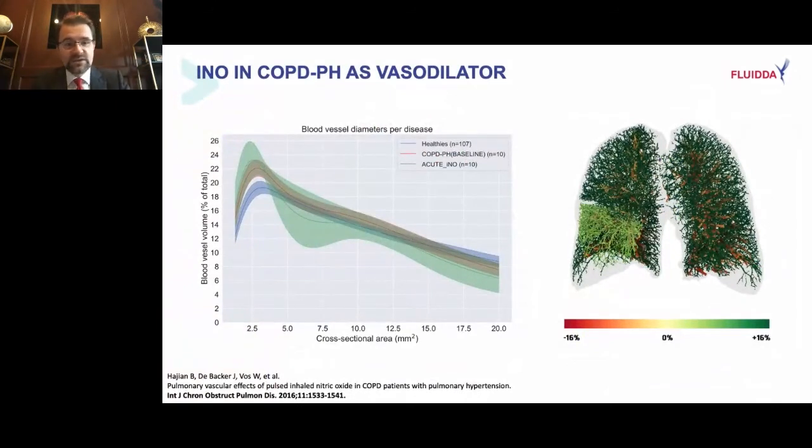What is potentially something we can do about it? So this is not in COVID, this is in COPD-PH, where we assessed inhaled nitric oxide as a vasodilator. So you can influence the blood vessel volume. In this case, you can see that if you take a CT scan during the administration of nitric oxide, so that's the green line, compared to the baseline, which is the red line, you do see a shift characterized by an increase in the blood vessel volume in these smaller vessels, and a reduction in the volume in these larger vessels. So the color codes here indicate green is vasodilation, and then the red, which is mainly in these larger vessels, indicates a reduction in the vessel volume.